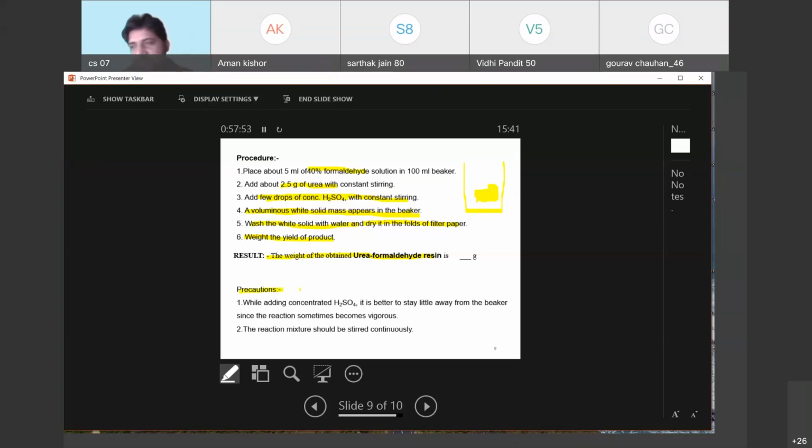We are using some acid, so you have to use acid carefully. Okay. And you have to stir the reaction mixture constantly.